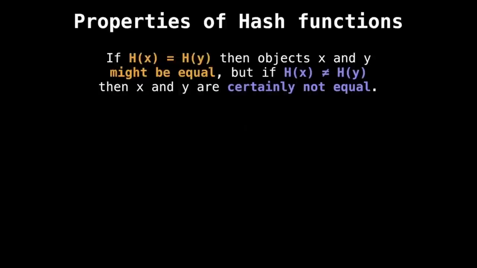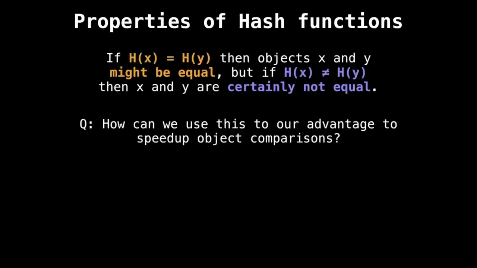Alright, something very important we need to talk about are properties of hash functions. So if we have a hash function and 2 objects, say x and y, and their hash values are equal, then those 2 objects might be equal. We don't know for sure. We have to explicitly check x against y, because the hash function tells us that there was a collision right there. But if the hash values are not equal, then x and y are certainly not equal.